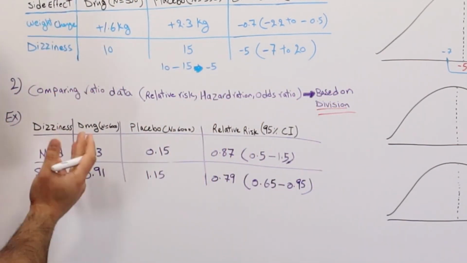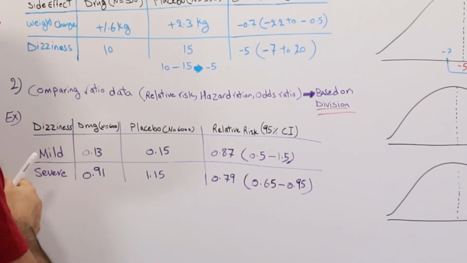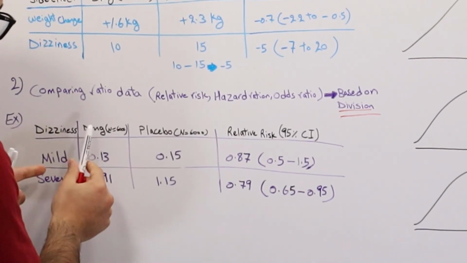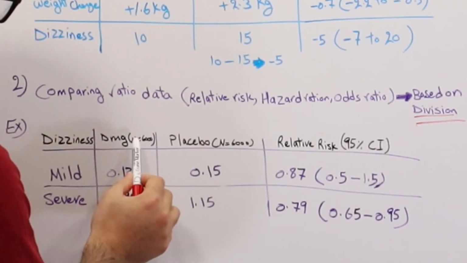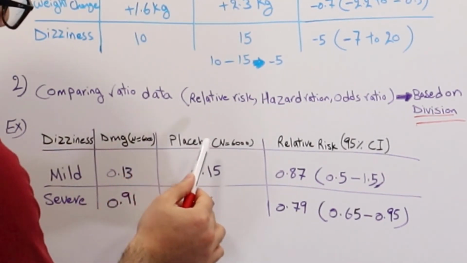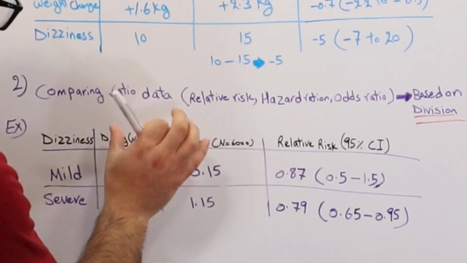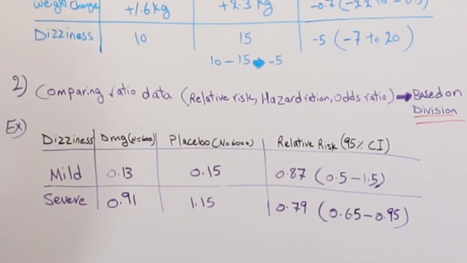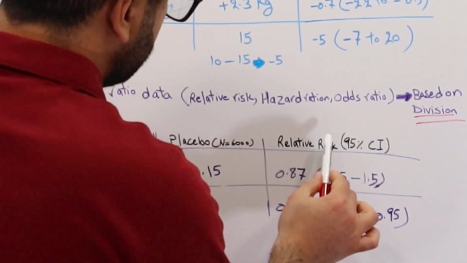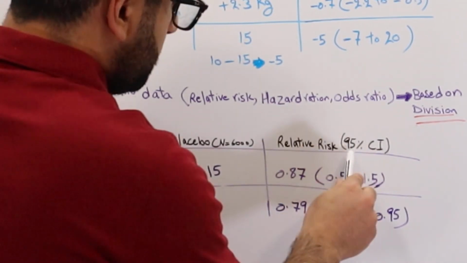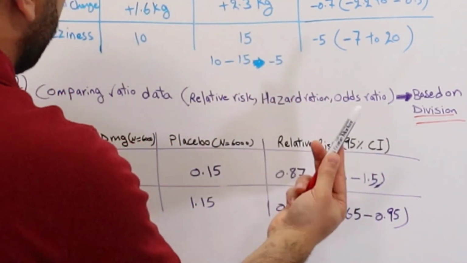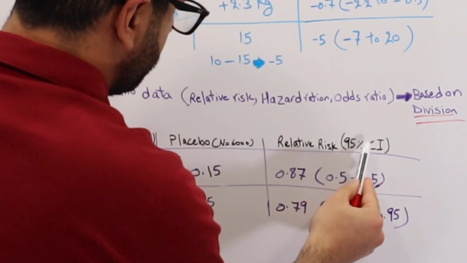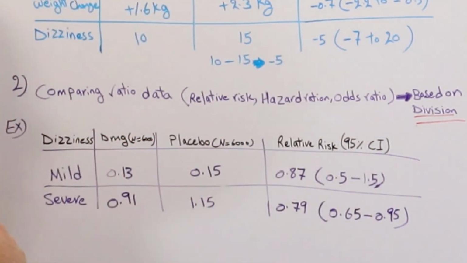So here we're comparing a side effect, dizziness, mild to severe, and in terms of the group for the drug or the medication, we have 6,000 individuals, 6,000 in the placebo, so we have an equal number of individuals in each group, and we have a relative risk. So the researcher did the same thing. They picked alpha as 5%, therefore we have a 95% confidence interval.